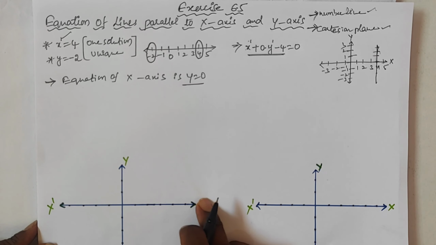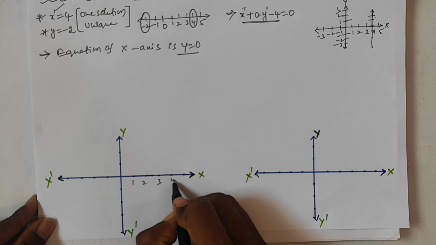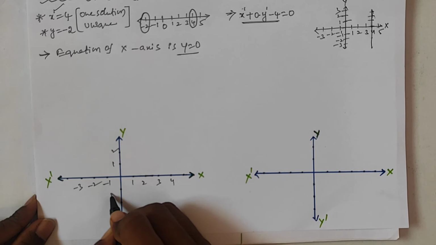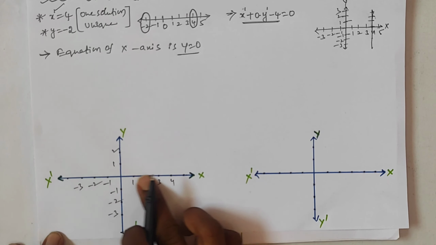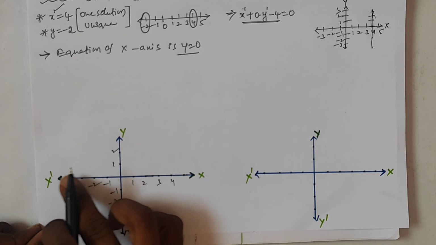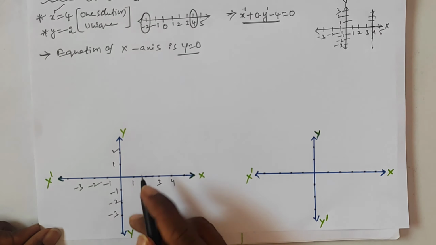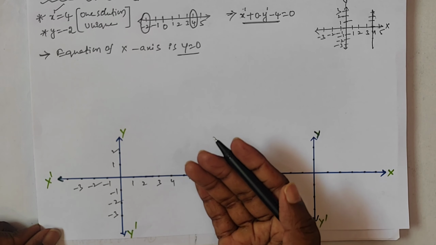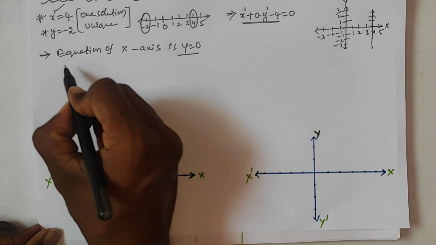So if you observe clearly, the equation of the x-axis is y equals 0. Here this is the x-axis, right? I'm marking 3, 4, -1, -2, -3 here, and on the other axis 1, 2, -1, -2, -3. If you observe, this is the x-axis. On the x-axis, you won't get any value of y except at the origin (0, 0). That's why the equation of the x-axis is y equals 0.